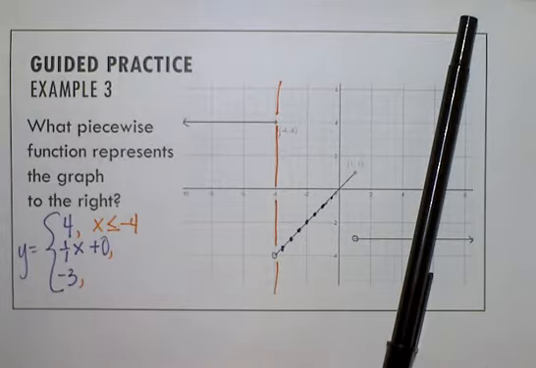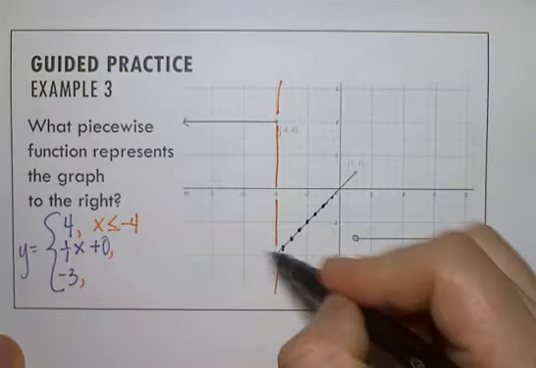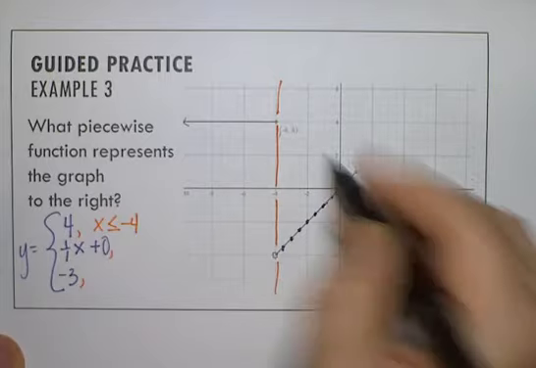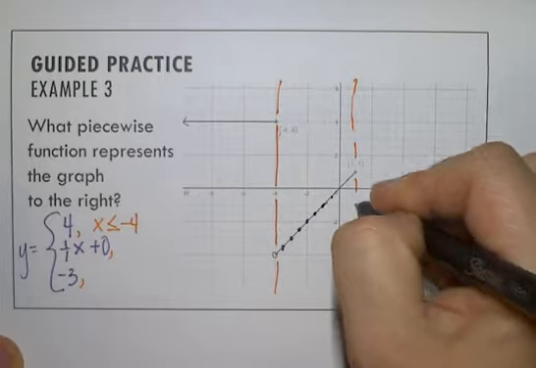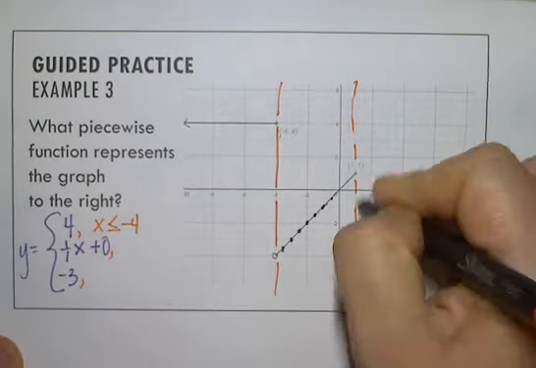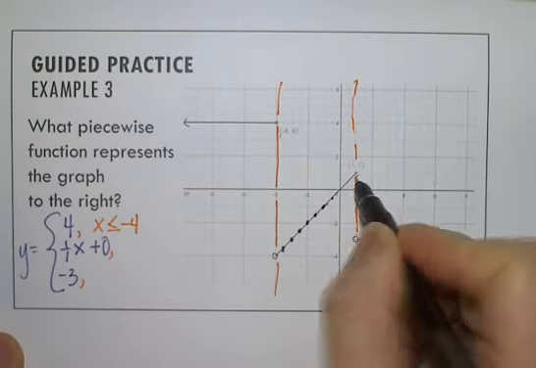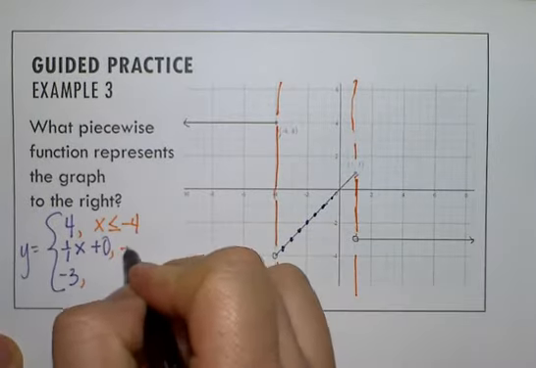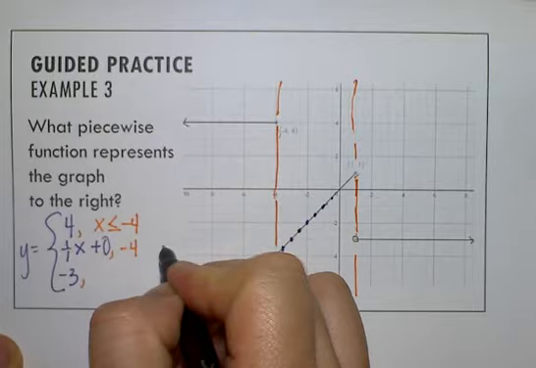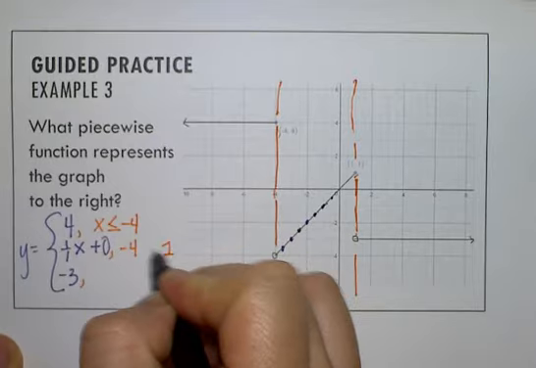Here's the new part. This diagonal goes from -4 all the way to +1. It goes from -4 to +1. Remember, we're just talking about the x values. So you always write the smaller number first, the larger number second, and put x in the middle.